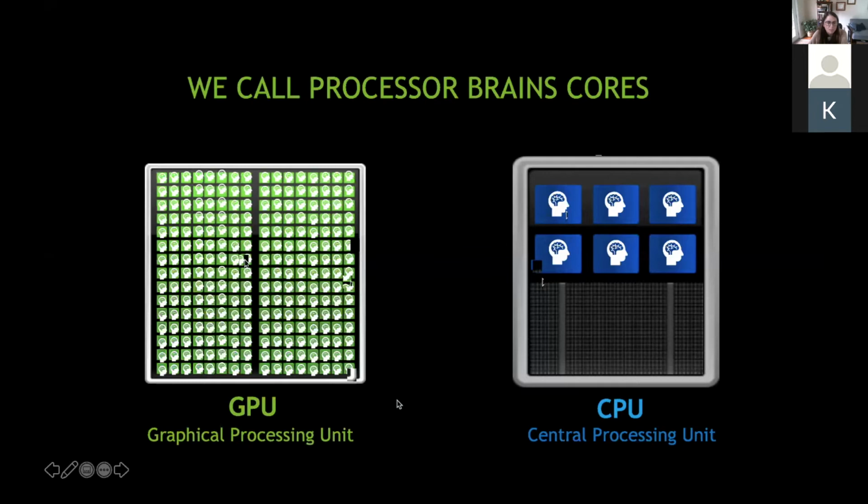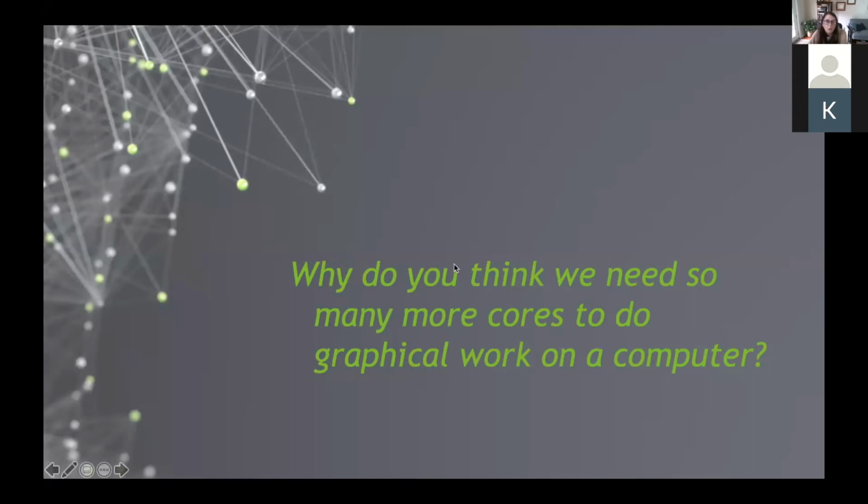The GPU brain's a bit more specialized, and because it's more specialized, we need more of them to get the job done. So why do you think we need so many cores to do the graphical work on a computer? You guys have any ideas? Why you think we would need more little brains? Little might be a bad word because they're pretty impressive. More cores, the better graphics. To get the job done, that's very short and sweet, better graphics. Graphics are very complex, that's correct.